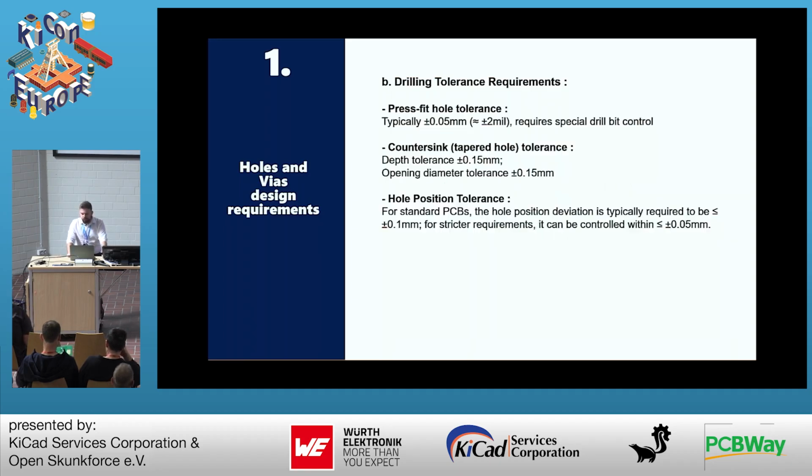Then regarding press fit hole tolerances, it's also 0.05 millimeter. When you need to do countersink or counterbore, the depth tolerance is 0.15, and the opening diameter tolerance is also 0.15 millimeter. And for all position tolerance, the position deviation is typically required to be greater or equal to 0.1 millimeter. Okay.